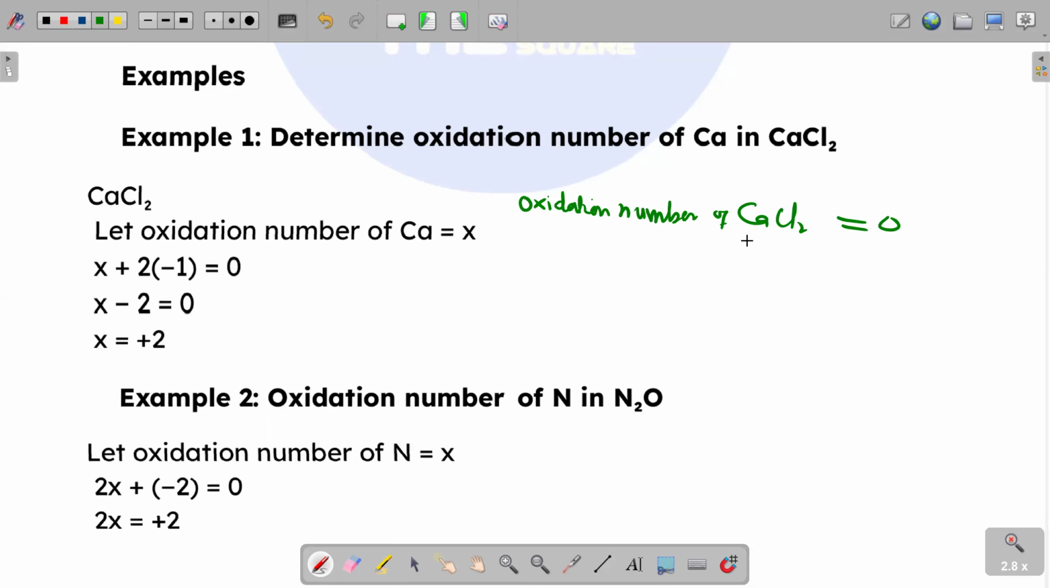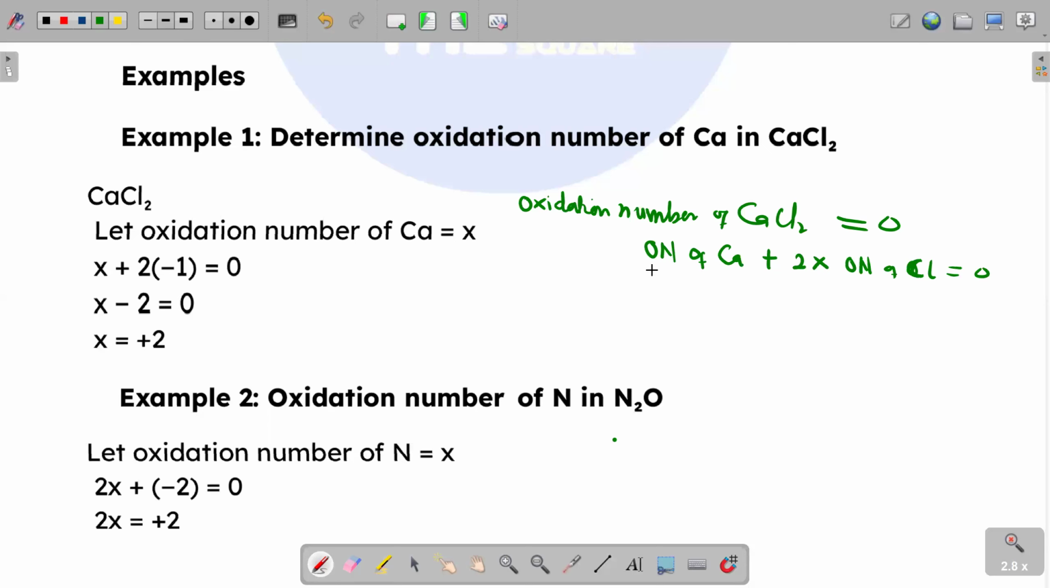So what does that imply? We know that the sum of the oxidation numbers of each element present in a compound must give us 0 in this case. So the oxidation number of calcium plus 2 times the oxidation number of chlorine must give us 0.